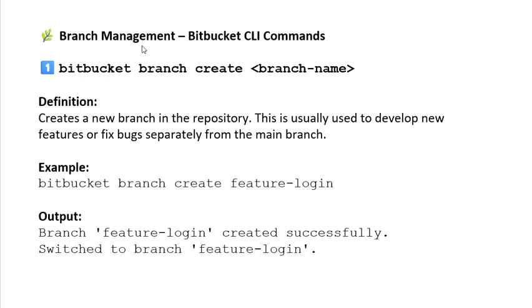Second topic is branch management and Bitbucket CLI commands. First is bitbucket branch create with the branch name. The definition is: create a new branch in a repository, usually used to develop new features or fix bugs separately from the main branch. Example: bitbucket branch create feature-login. Output: branch feature-login created successfully, and switched to the branch feature-login.